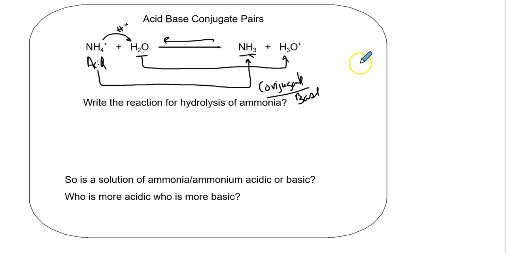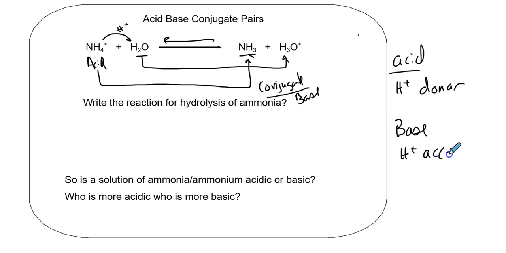In this situation, an acid is what we sometimes refer to as an H plus donor, and a base is what we call an H plus acceptor. That's another way of describing the interactions between an acid and a base. So this would be my acid, this would be my base, this would be my conjugate base, and this would be my conjugate acid.